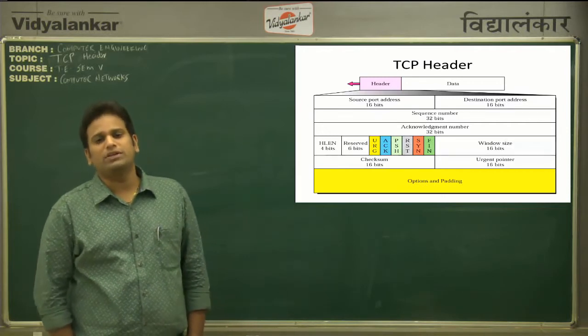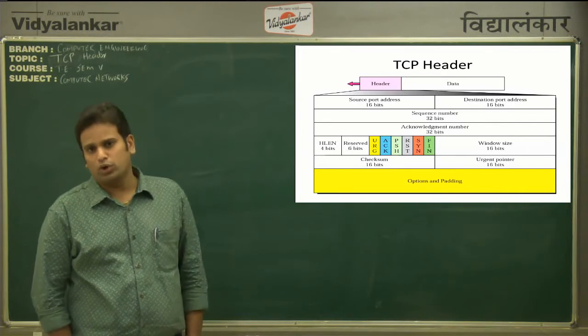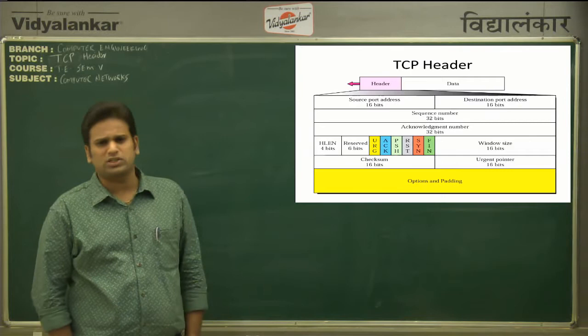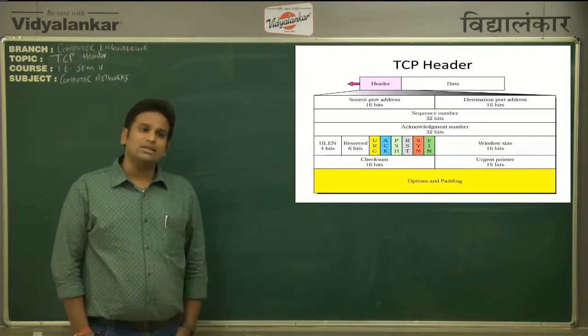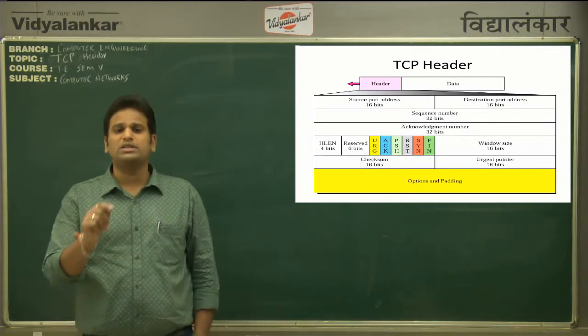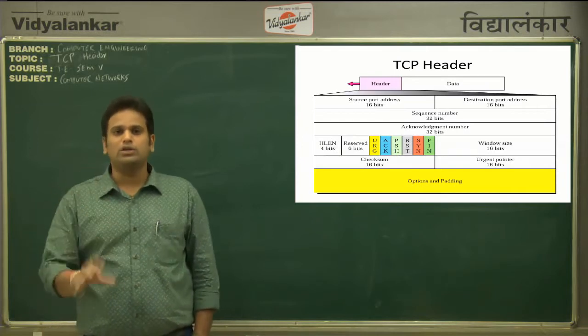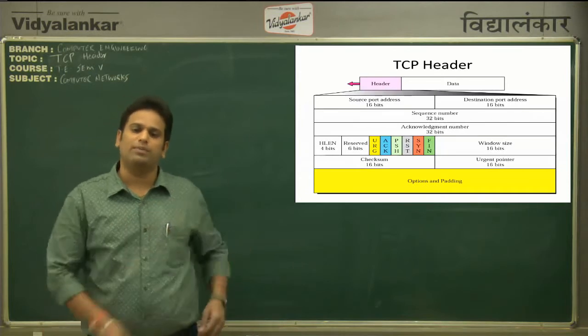So as you know, TCP, which stands for Transmission Control Protocol, is a transport layer protocol. So TCP is used for process-to-process communication. Since it is a transport layer protocol used for process-to-process communication, it is using 16-bit port addresses. The header is of 20 bytes. With options, it will vary between 20 to 60 bytes.